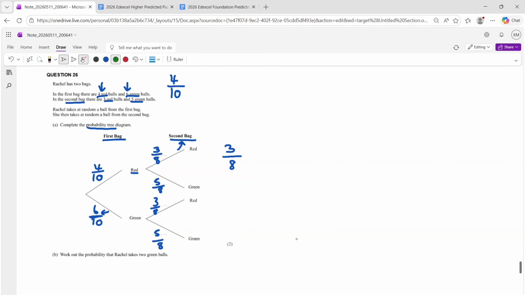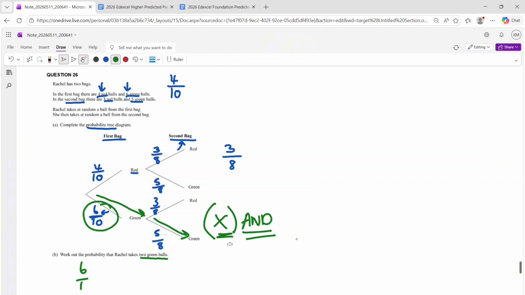So I want to know the probability Rachel takes 2 green balls. So I want her to take a green and then to take another green. And when you go along the branches of your probability tree, you multiply, because you want them both to happen. I want green and green, which means I multiply. So green from the first bag was 6 out of 10. Green from the second bag was 5 out of 8.